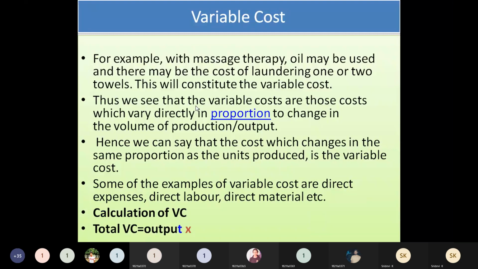Again, this can be calculated by using this formula. Variable cost is equal to output into variable cost per unit. Per unit value, if you know that, you are going to multiply with the output that you have produced. That will give you total variable cost.